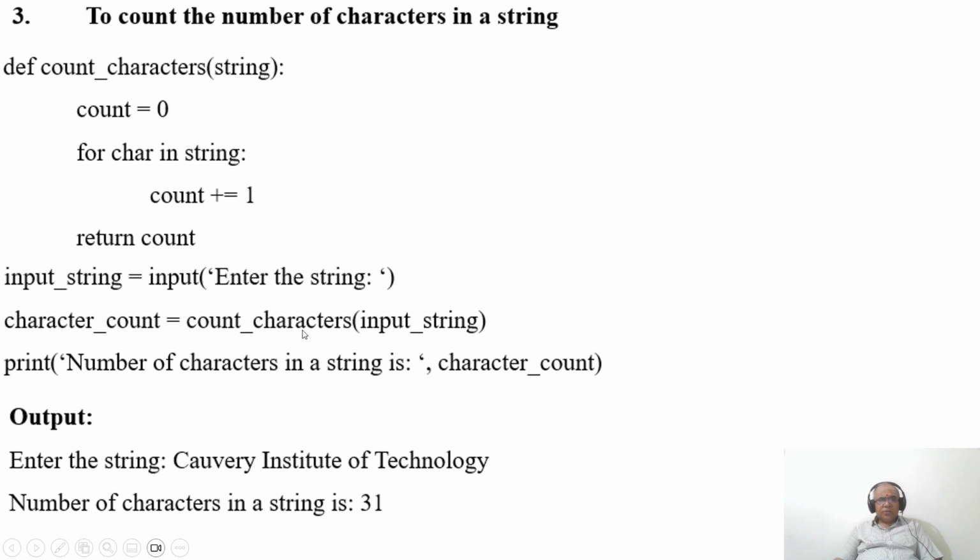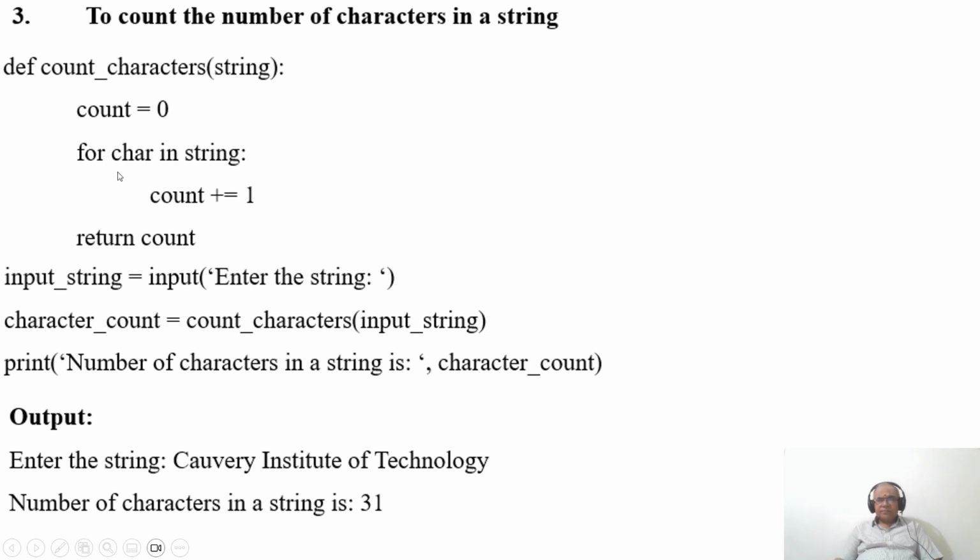Then character count is equal to count characters input string. So immediately the function will go to this function, count characters string. So character count will be equal to count characters. Initially count will be equal to 0. Then, is the character O in that string? Yes, count is equal to 1.